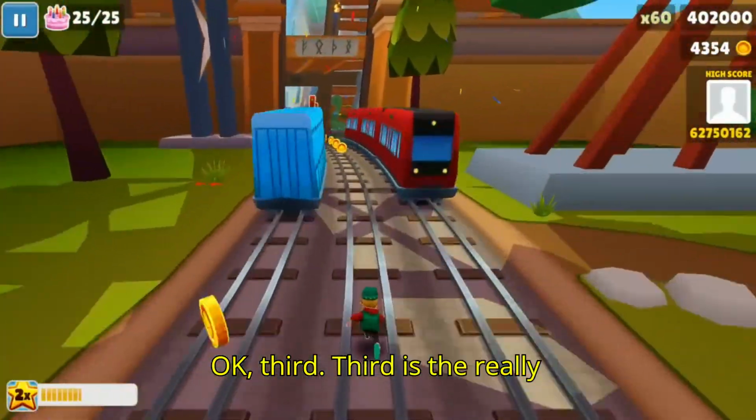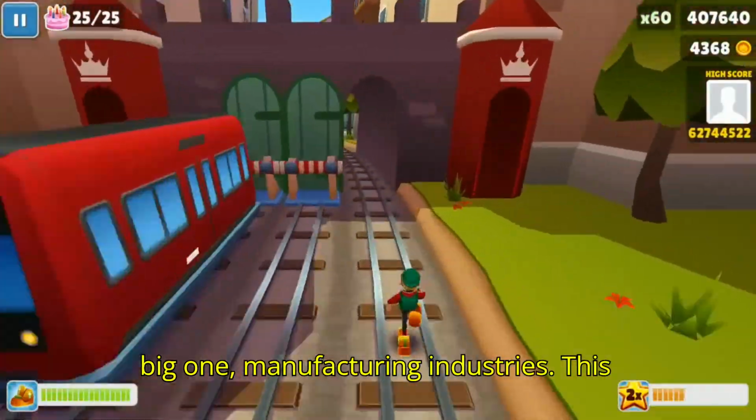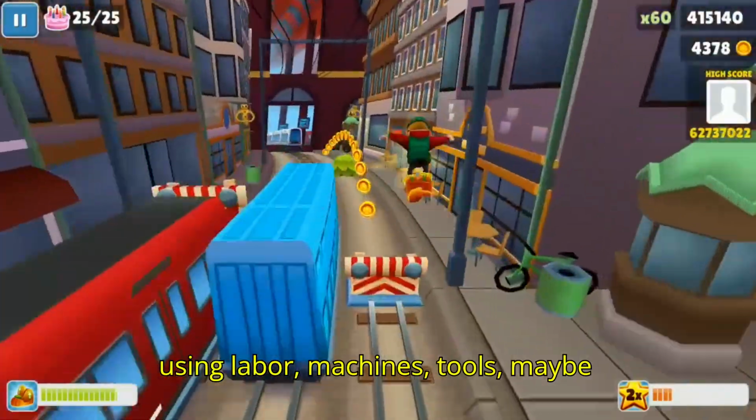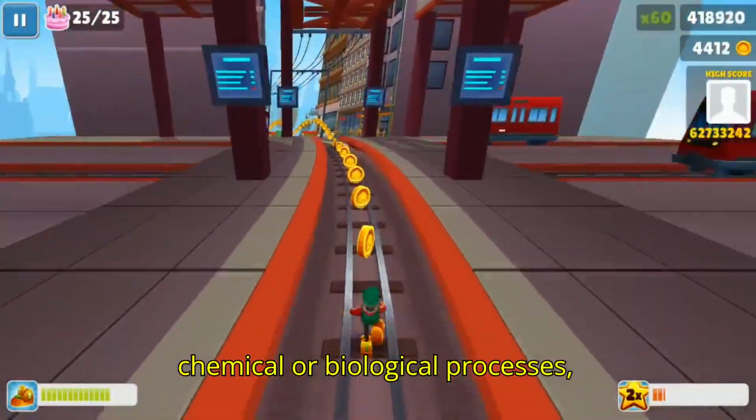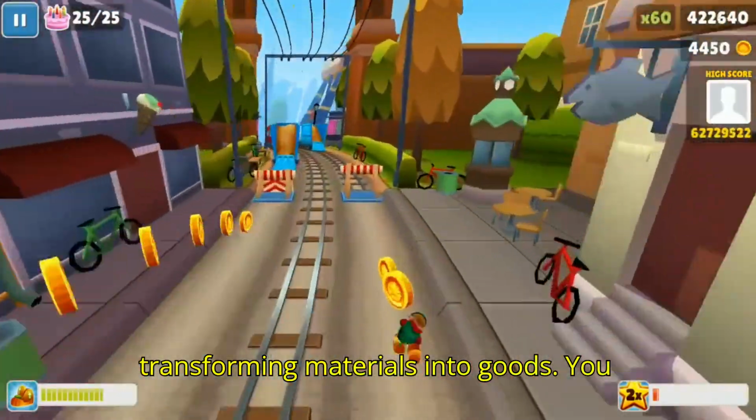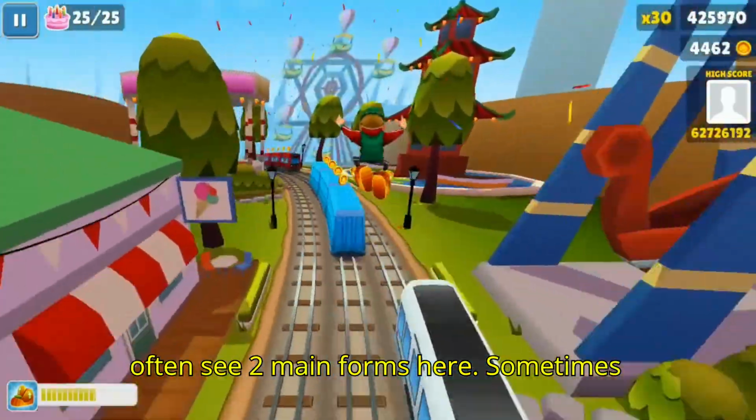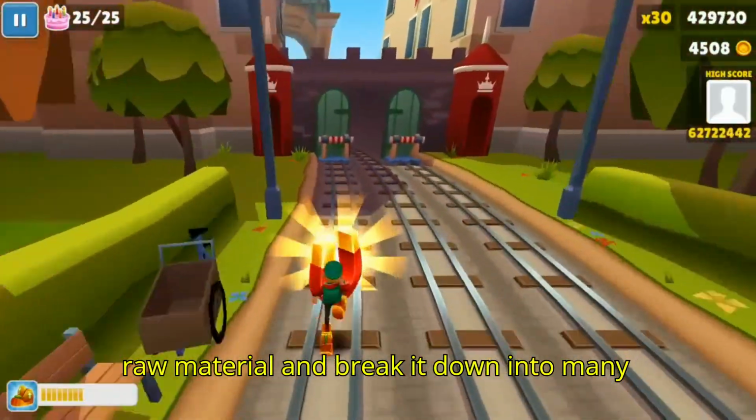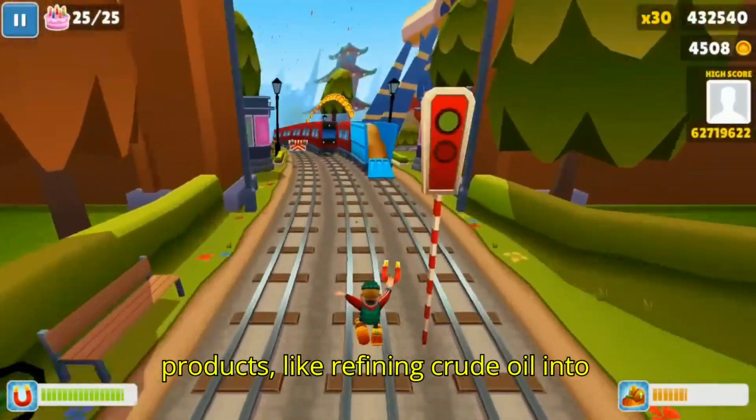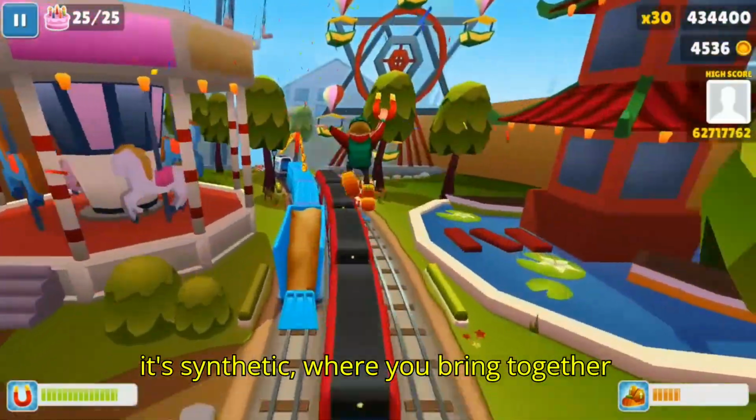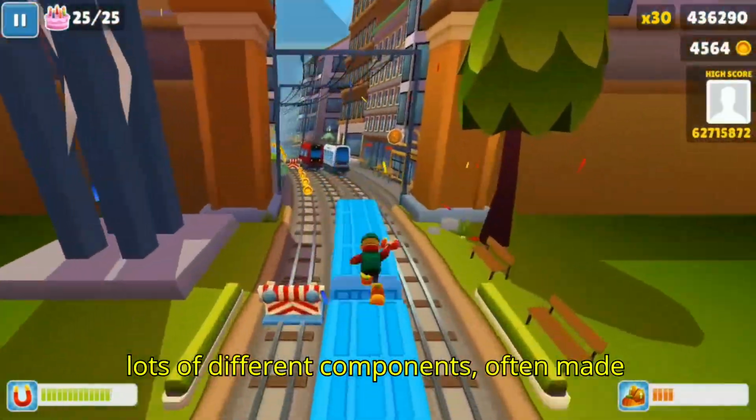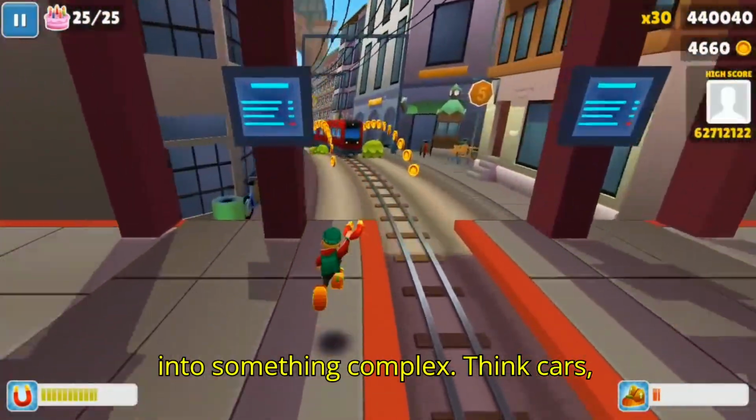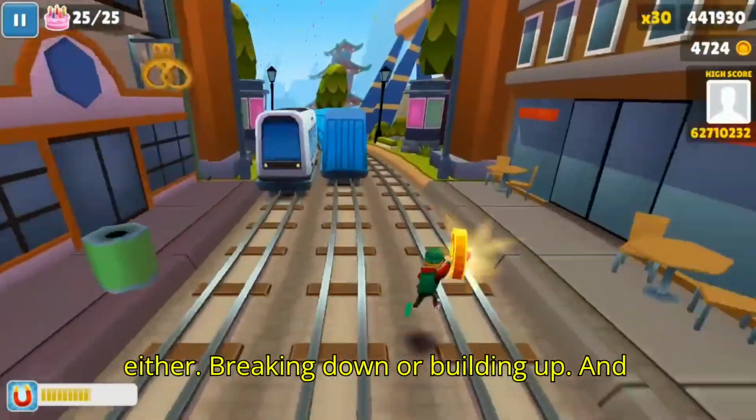Okay, third. Third is the really big one, manufacturing industries. This is where we see organized production using labor, machines, tools, maybe chemical or biological processes, transforming materials into goods. You often see two main forms here. Sometimes it's analytical, where you start with one raw material and break it down into many products, like refining crude oil into gasoline, kerosene, plastics. Other times it's synthetic, where you bring together lots of different components, often made by other manufacturers, and assemble them into something complex. Think cars, computers, airplanes.